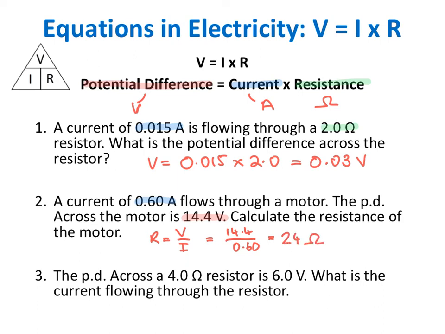Okay, and then looking at the last one, I'm given the resistance, 4 ohms. I'm given the potential difference. I'm being asked to work out the current. Okay, so I equals V over R. If I either use my triangle or just rearrange my equation, I know my voltage is 6.0. I know that my resistance is 4.0. So I now know that my current is 1.5 amps. Okay. Any queries about any of that, please just let me know.